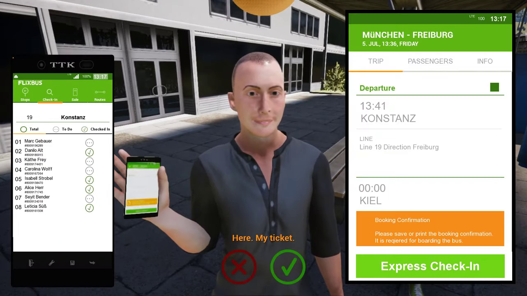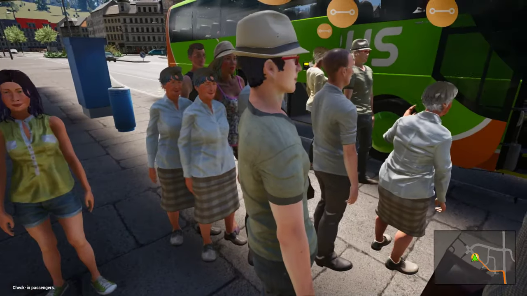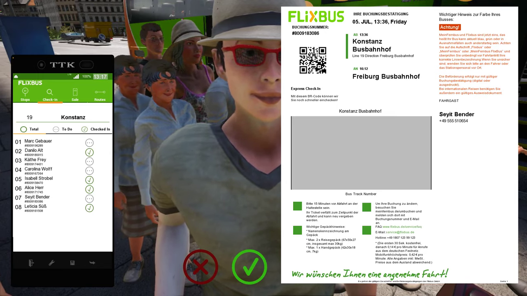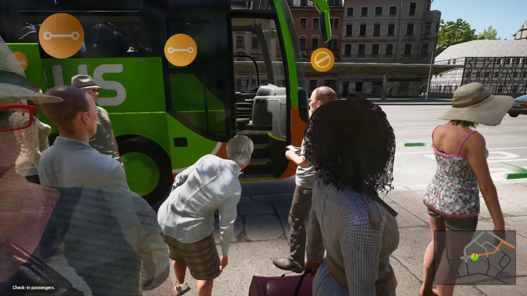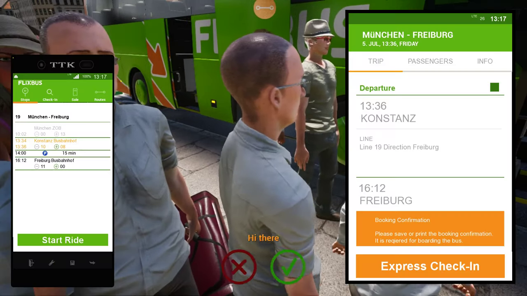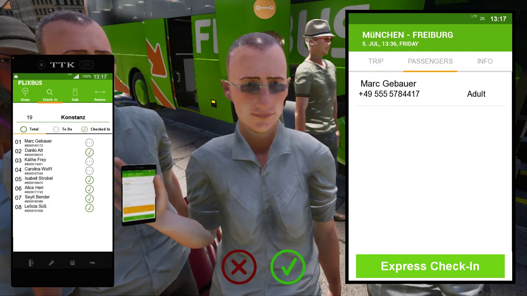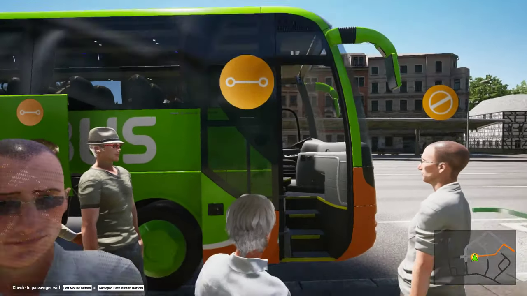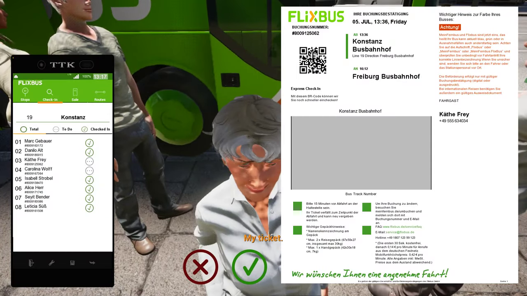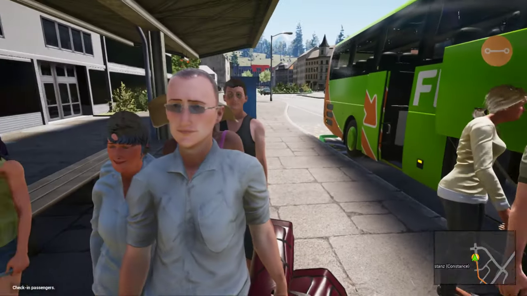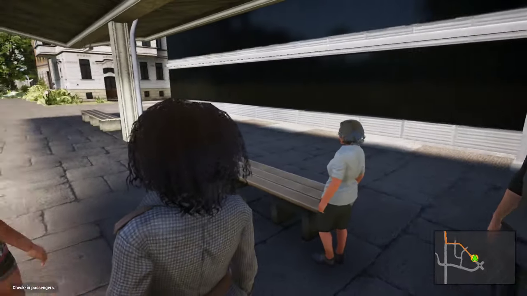Hello, here, my ticket. Kiel? No, we're not going Kiel. Servus, das Ticket. Bitte schön. Five. Mahlzeit. Hier ist mein Ticket. Six. Hello, mein Ticket. Seven. Danke schön. We've got somebody over there to do.